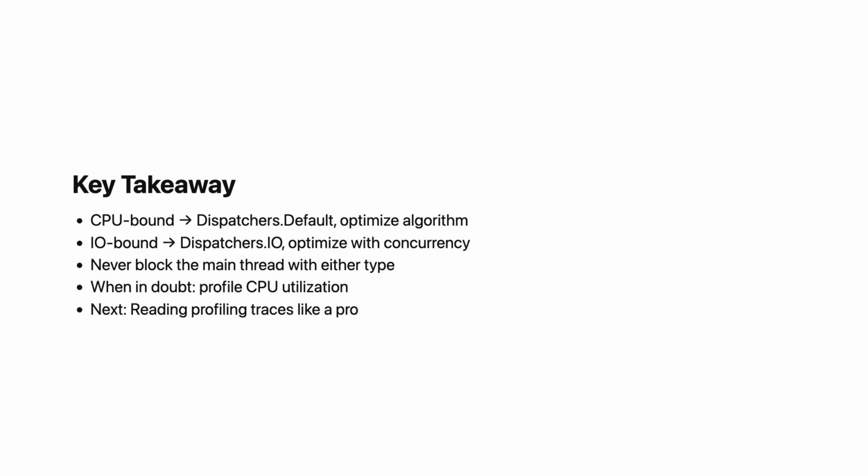And when in doubt, profile. Measure CPU utilization. The data will tell you which type of work you are dealing with. This single distinction, CPU-bound versus I/O-bound, will improve every piece of concurrent code you write. Next, we are going to learn how to actually read profiling traces. Not just capture them, but understand what they are telling you.